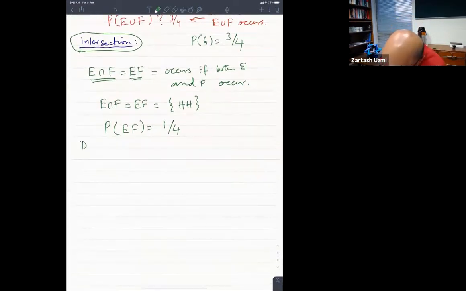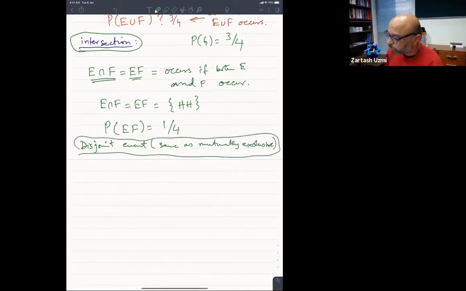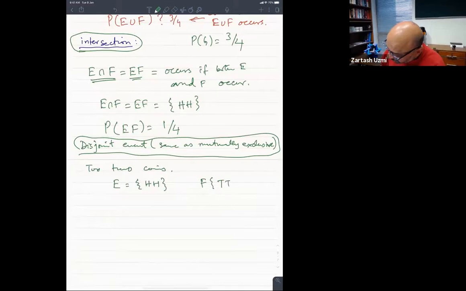So disjoint events are the same as mutually exclusive. If you have not realized that disjoint events जो हैं वो same ही चीज है mutually exclusive होना, ठीक है? Define करते हैं. Again, toss two coins, 4 possible outcomes. Event E को define करते हैं head head, and event F को define करते हैं tail tail. Head on both coins, that's event E. Tail on both coins, that's event F.